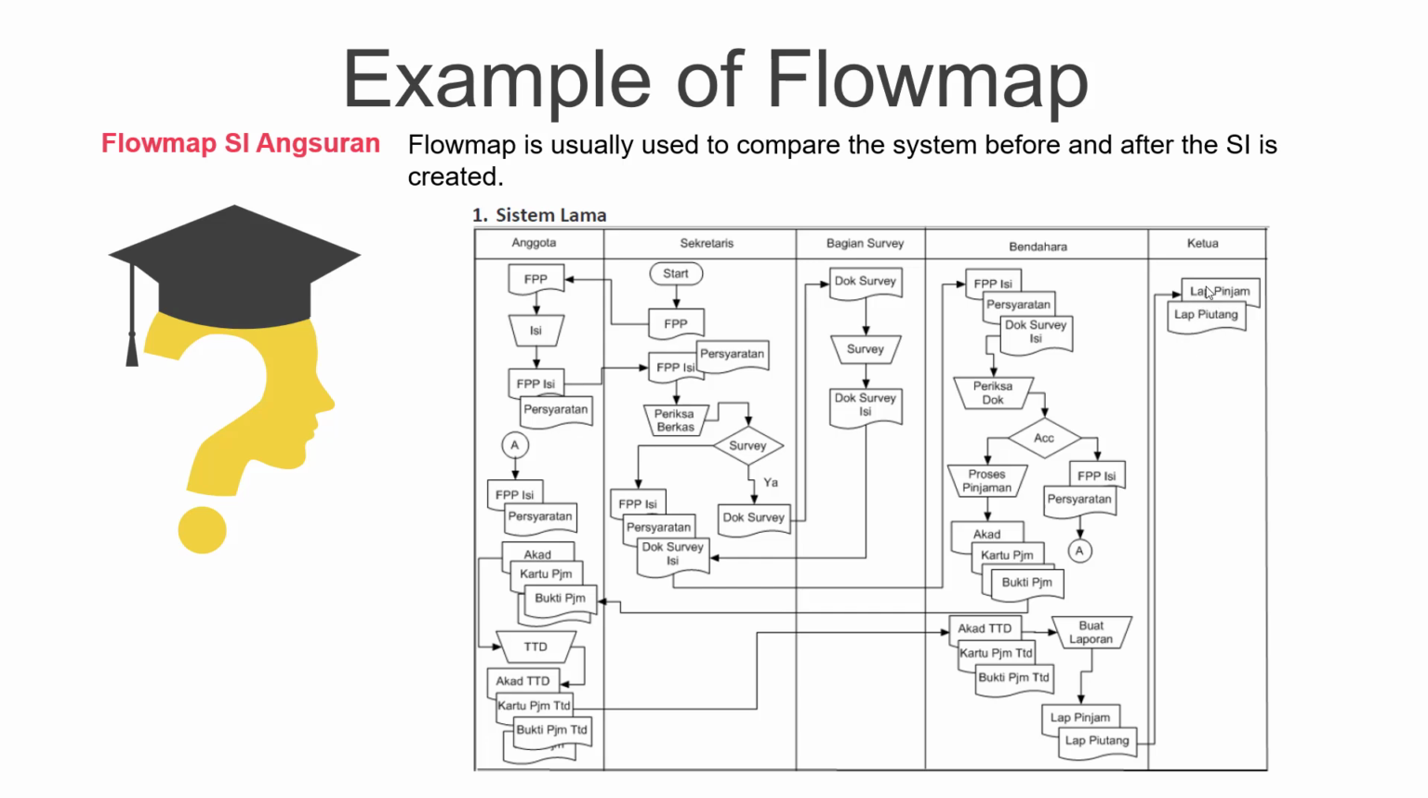Berarti ketua di sini kalian bisa lihat dia hanya bisa meninjau laporan pinjaman dan laporan piutang. Oke, ini dari sistem lama. Kalian bisa lihat bahwa di sistem lama ini modelnya sangat manual. Maksudnya sangat manual adalah dari dokumen yang dibawa, ini FPP ya. Terus dari proses yang dilakukan, proses yang dilakukan juga masih manual banget.